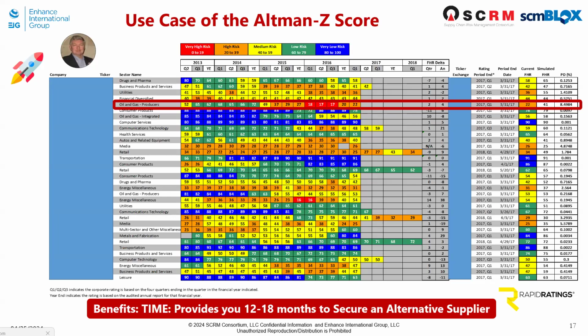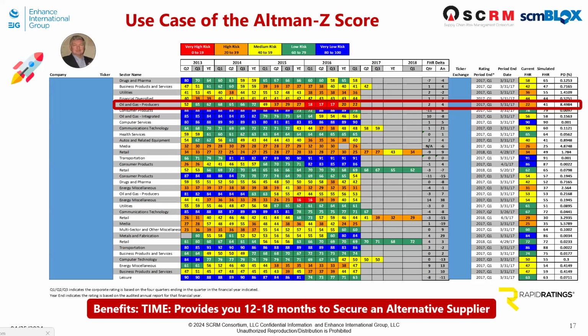So the net, when you look at it, we highlighted oil and gas producers just for the sake of explanation, and you can see from 2013 through 2016, that industry, according to Rapid Ratings, went from green to orange to red for a myriad of reasons, but it's a way of identifying, or at least getting a temperature check on an industry and or a company.